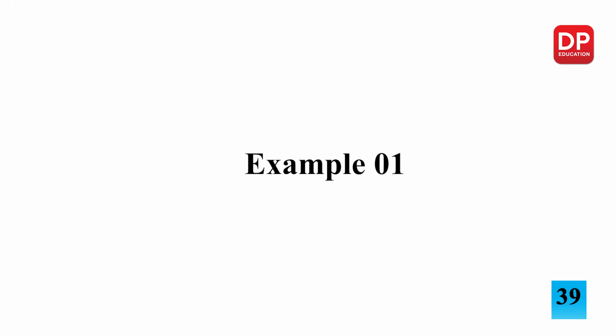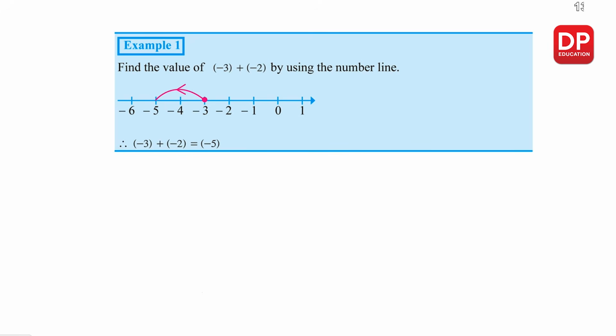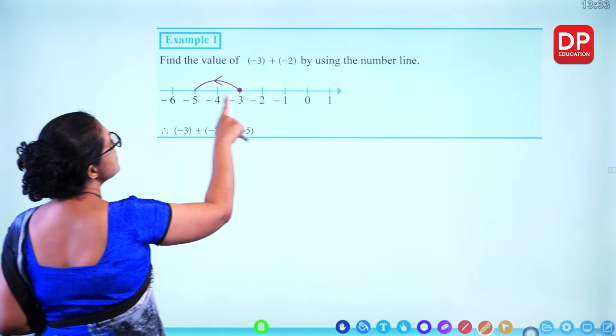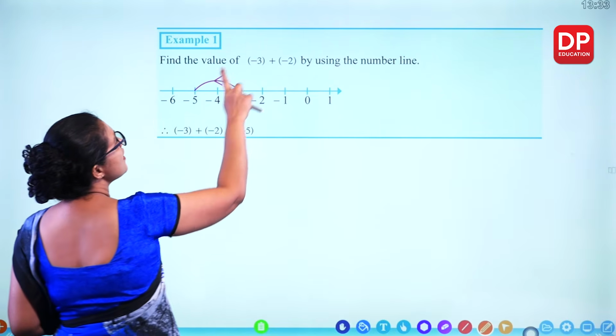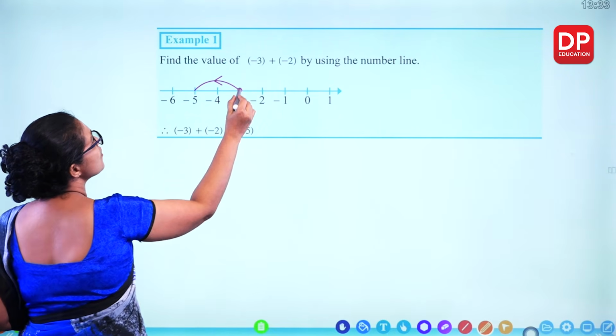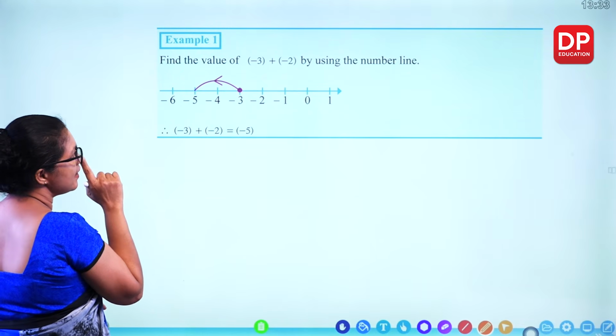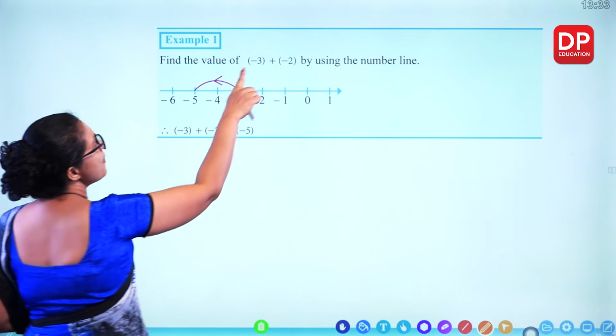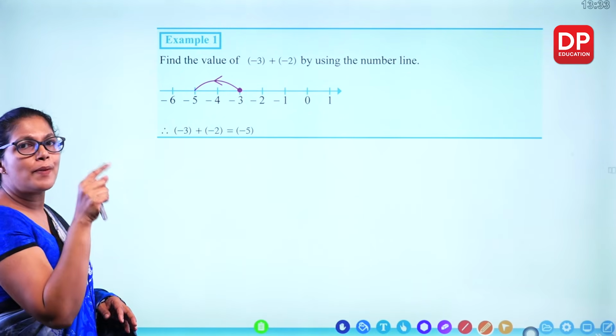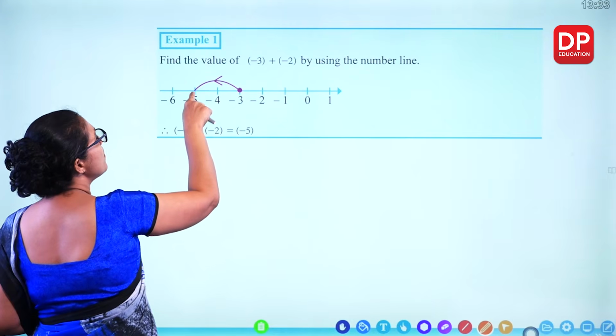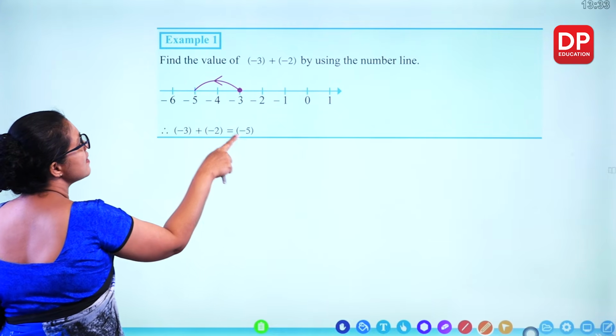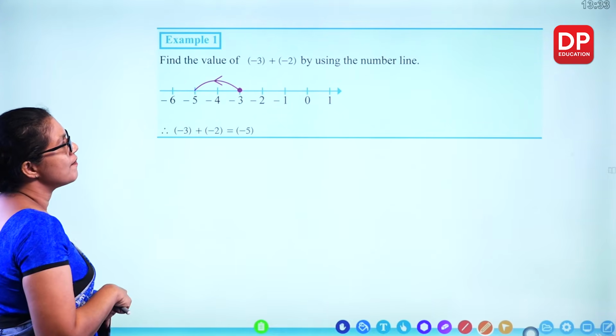Now we'll look at example number 1. Find the value of minus 3 plus minus 2 by using the number line. So number line is given. What's the starting point? Minus 3. So this is the starting point. And then what we do? Plus minus 2 means 2 places to the left. So 2 places to the left means answer is minus 5.